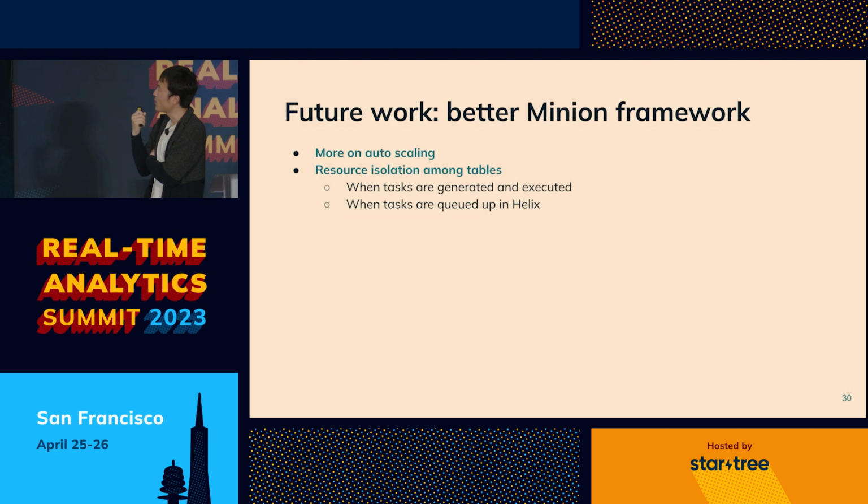Another area we see chance for improvement is the resource isolation. Today it is pretty simple. Everything just shares the resource on the Minion worker side, and also shares a single task queue inside the Helix task framework internally. So we want to add some isolation between tasks from different tables, which should happen on both the task generation side and also the execution side, as well as the task queue.